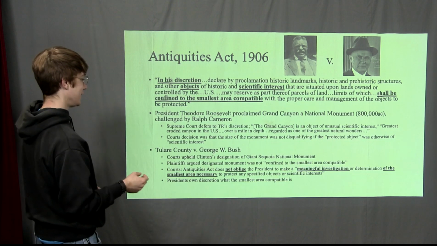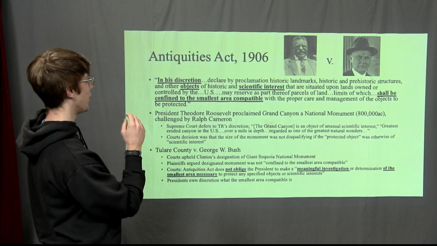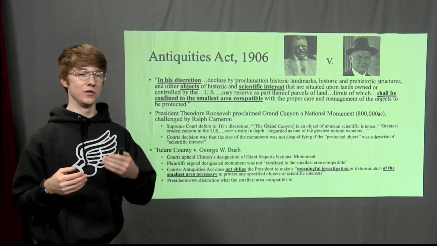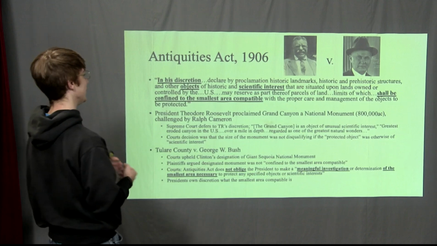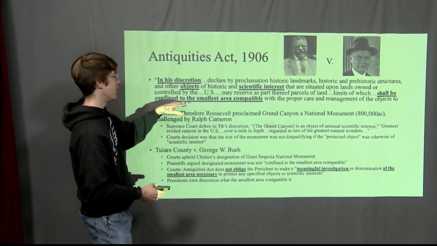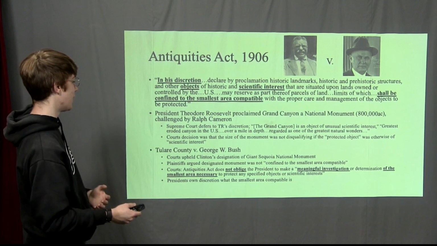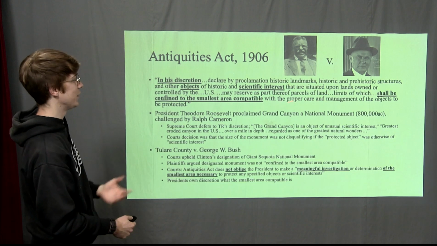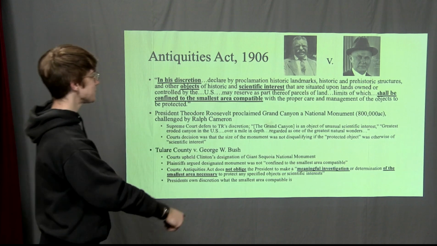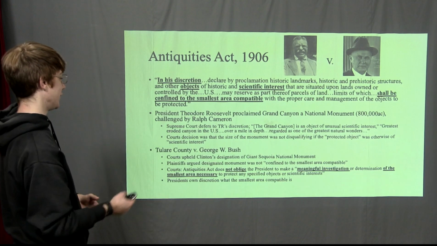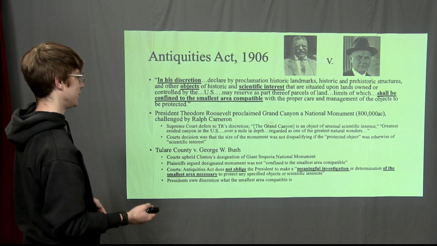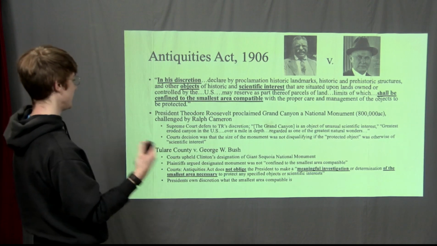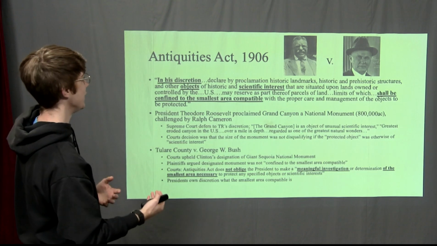So essentially what they say is that there's nothing in this act that requires that the president counsel with advisors, or any mandate as to how the president determines what the smallest area compatible is. It's solely up to the president's discretion what the smallest area compatible is, with the proper care and management of the objects to be protected. The court says there's nothing that will oblige the president to make an investigation. It's the president's discretion. So that's one case where they sided with the president.